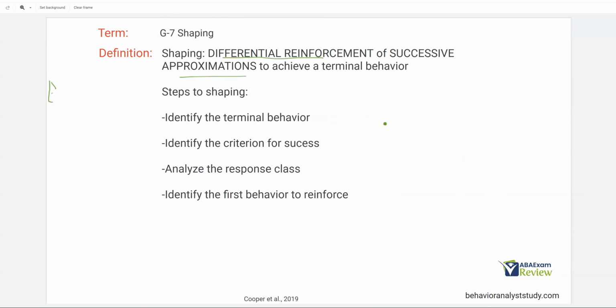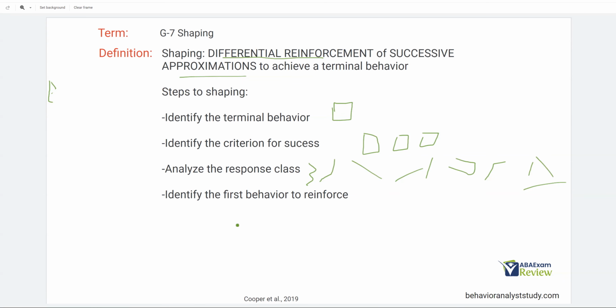So first, you want to identify terminal behavior. Let's say our terminal behavior is writing a square. What's the criterion for success? Let's say just 3 squares in a row. Let's analyze the response class. Well, we can have all kind of squiggles, right? We can have squiggles, lines, all these different shapes and approximations of squares. We can have lines everywhere. This is the response class. Eventually, we need these responses, though, to make a square.